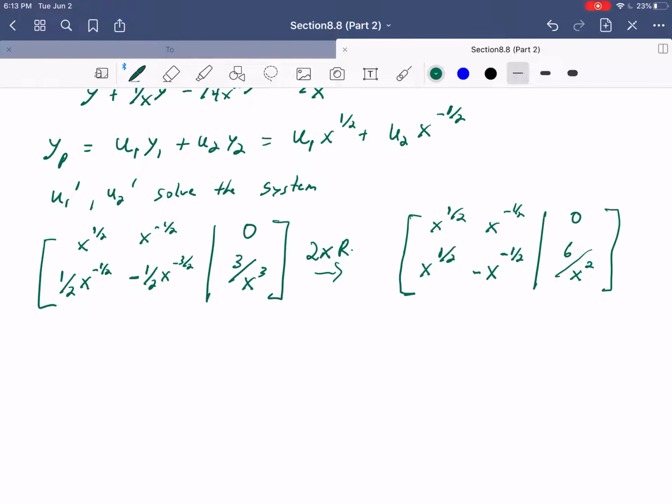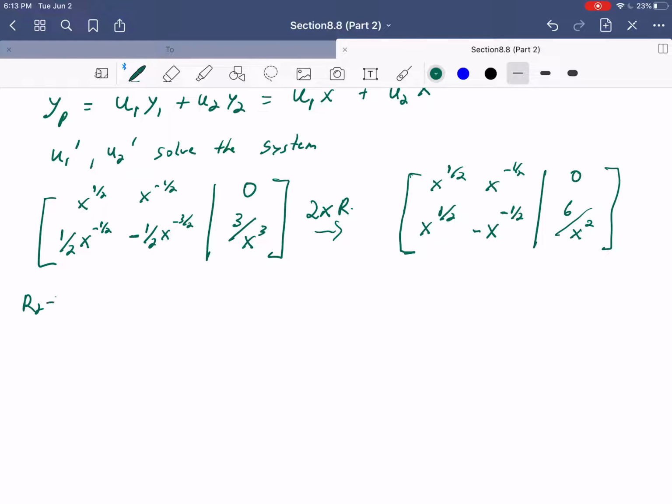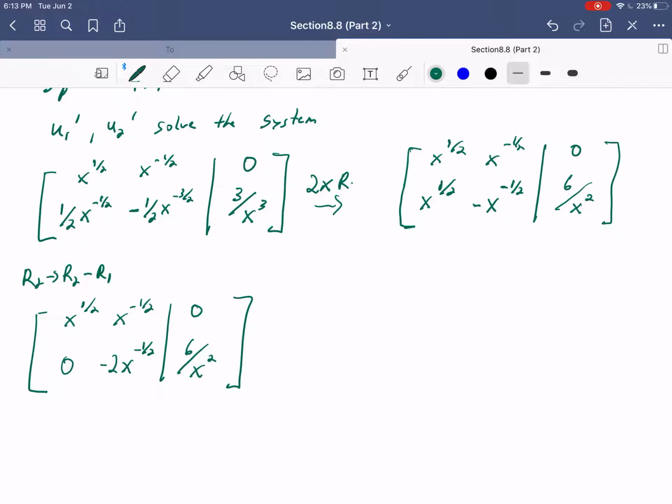All right, so now we can go ahead and use this guy to clear that out. So let's go ahead and do that. We'll take R2 and replace it with R2 minus R1. So we get x to the 1/2, x to the negative 1/2, 0. Looks like we get 0, negative 2x to the negative 1/2 when we do that subtraction, and 6 over x squared. So we can then say that negative 2x to the negative 1/2 u2 prime is going to be 6 over x squared, which I suppose we can get that u2 prime.